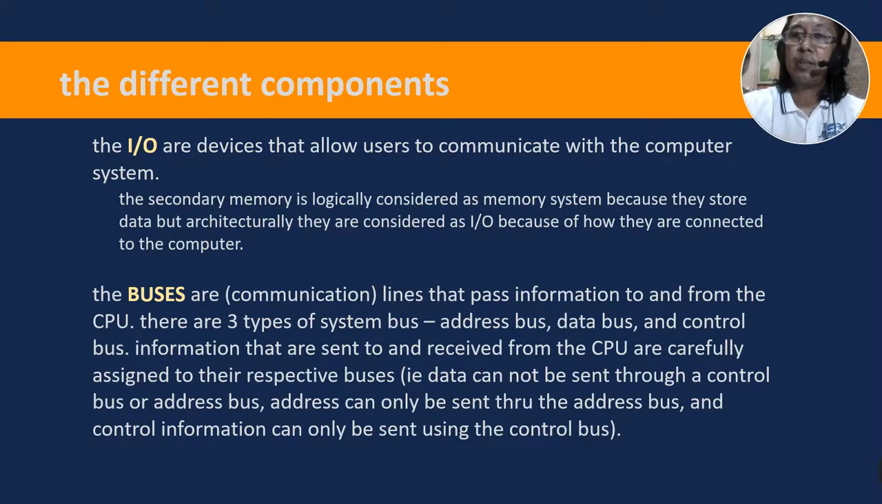Okay, then last but not the least, you have the buses. These are communication channels, communication lines that pass information to and from the CPU. There are three types of buses: the address bus, the data bus, and the control bus. Information that is sent to and received from the CPU is carefully assigned to its respective bus. Data cannot be sent through a control bus or address bus. An address can only be sent through the address bus, etc. We'll also learn more about this later on.